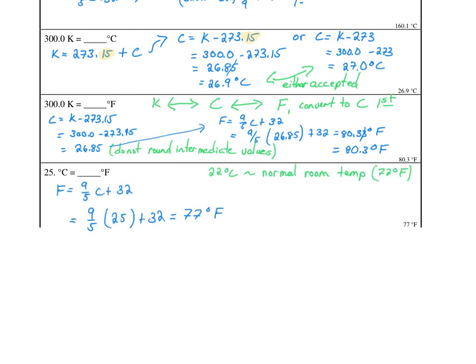And here's our last example completed. 25 degrees C corresponds to 77 degrees Fahrenheit. A useful factoid in science is that 22 degrees C is approximately a normal room temperature, about 72 degrees Fahrenheit.